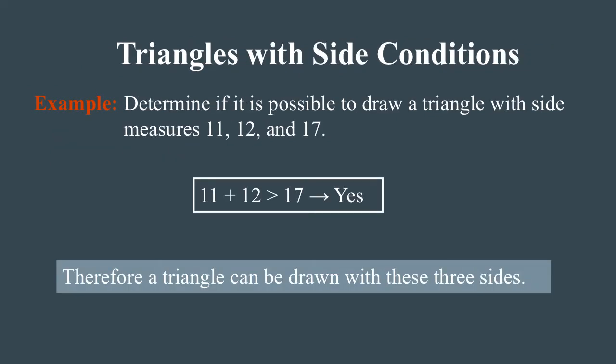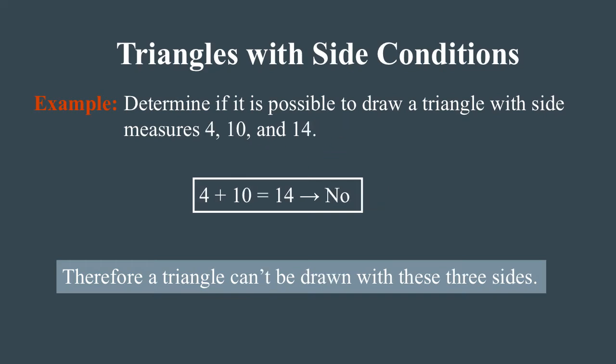So we have triangles with conditions. We're going to look at some examples. If you were given an example like this, determine if it is possible to draw a triangle with side measures 11, 12, and 17. Well, 11 and 12 are our short sides. 17 is our longest side. If we add 11 and 12, we get 23, which is greater than 17. So a triangle can be drawn with these three side lengths. So 11, 12, 17 would work.